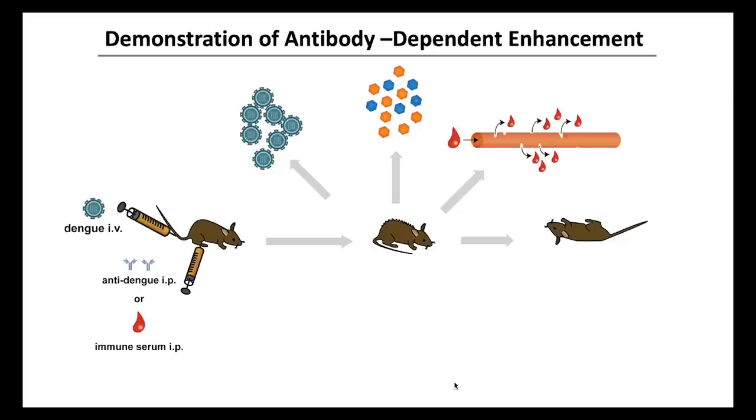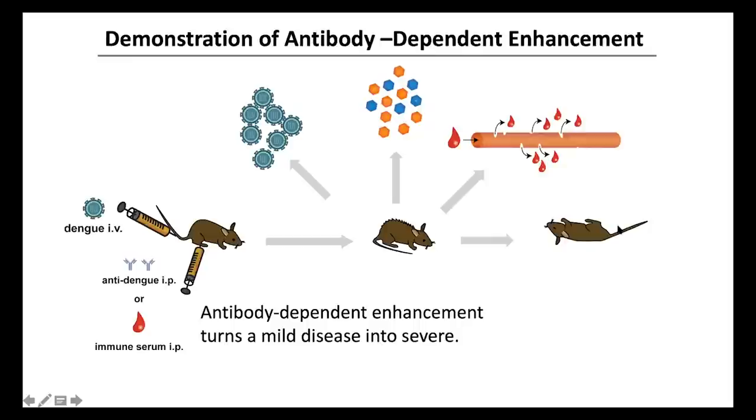So back in 2010, we provided support for this hypothesis by developing a mouse model. We performed a rather simple experiment where we took a mouse, injected this mouse with antibodies against dengue, or this immune serum from previously infected people or animals, then challenged this mouse with dengue. Exactly as predicted by the ADE hypothesis, as the infection progresses, we see high levels of viral infection. We see all kinds of immune molecules upregulated in this phenomenon called cytokine storm. We have vascular leakage, and ultimately the mouse dies.